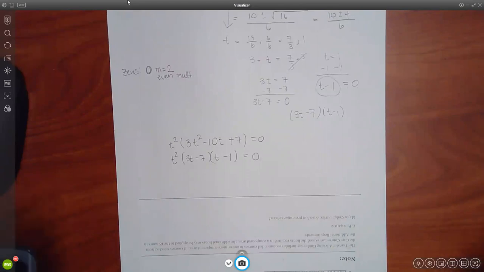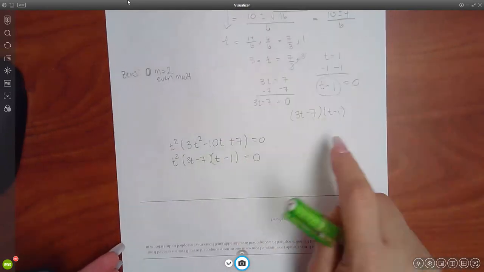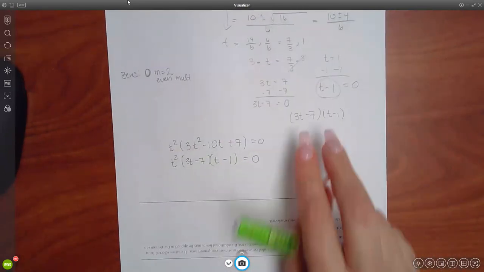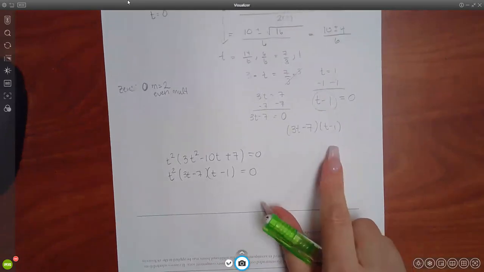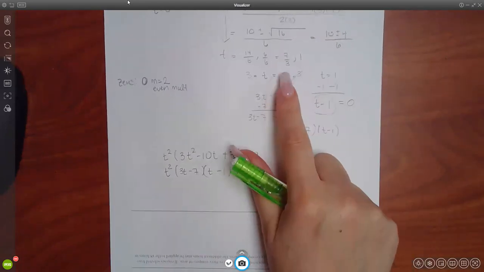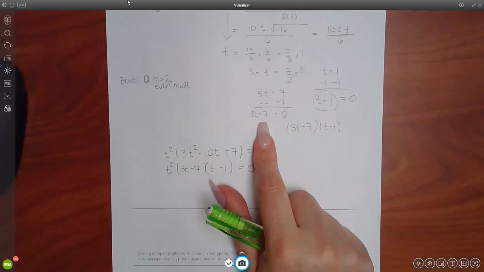I could have, but some people just don't like the AC method. It just takes forever. And especially if the numbers are real big, doing the AC method will take forever, okay? So at least you have another way of finding those factors. You just have to remember to get them equal to 0, okay? I'll show you the shortcut.